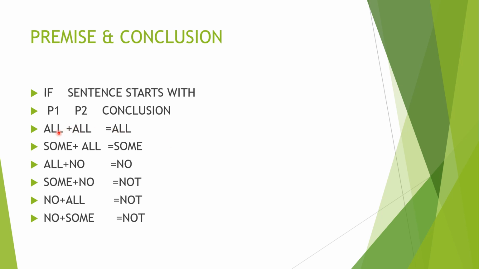If the sentence starts with all, then the answer also starts with all. If it is some and all, then it starts with some. If it is all and no, then the answer is no. Some and no, then it is no. So this is how the sentence patterns come in the case of the syllogism. You should know the pattern and all such things.